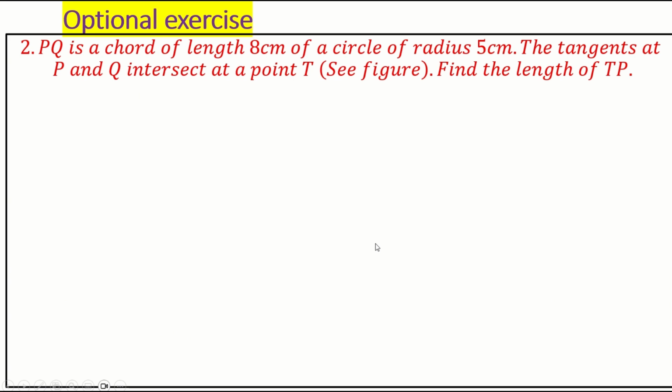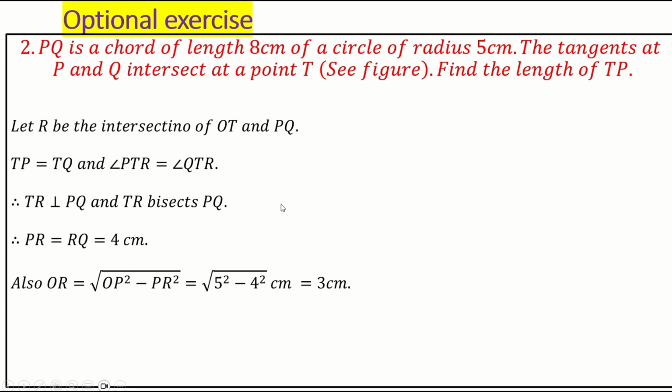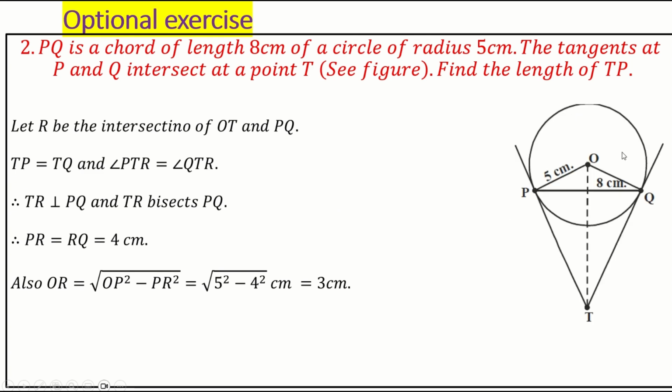PQ is a chord of length 8 centimeters of a circle of radius 5 centimeters. The tangent at P and Q intersect at a point T. Okay, find the length of TP. Let's go to the figure first. Okay, yeah, this is the figure. So find the length of TP. Okay, tangent length we have to find basically. So this is very easy. We have solved these problems in the initial exercise itself.